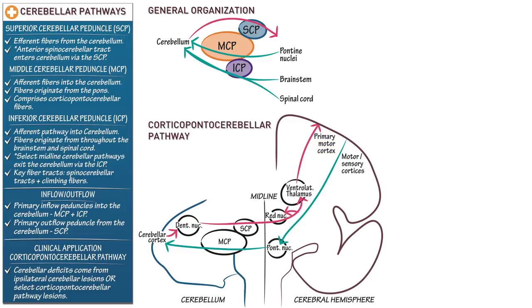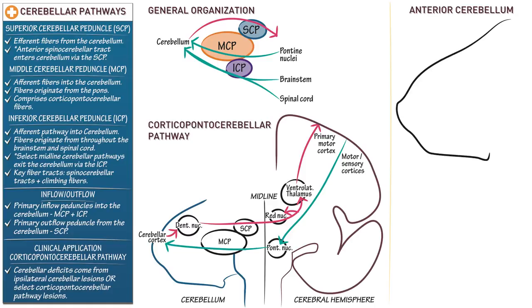Now we will draw the anatomy of the anterior cerebellum. Begin with one of the saddle-shaped cerebellar hemispheres. Next, add the cerebellar peduncles, superior, middle, and inferior. Now label the fourth ventricle.